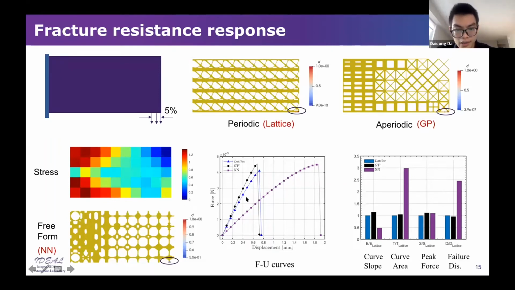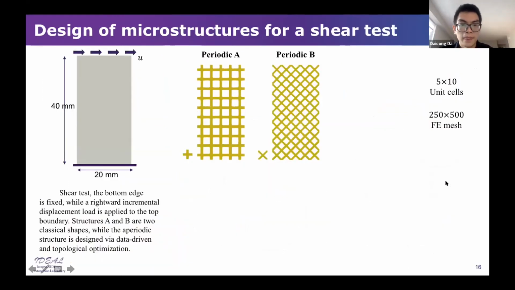But if you look at the total energy absorbed during the whole loading, you can see almost 3 times amplification compared with both the periodic structure and the aperiodic structure with the fixed class. And also, the failure displacement is largely improved, at 2.5 times better.